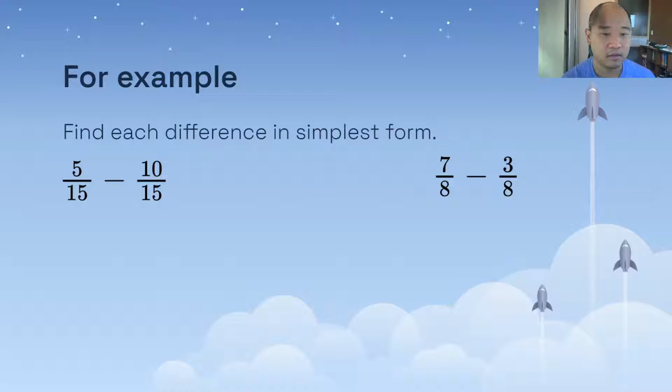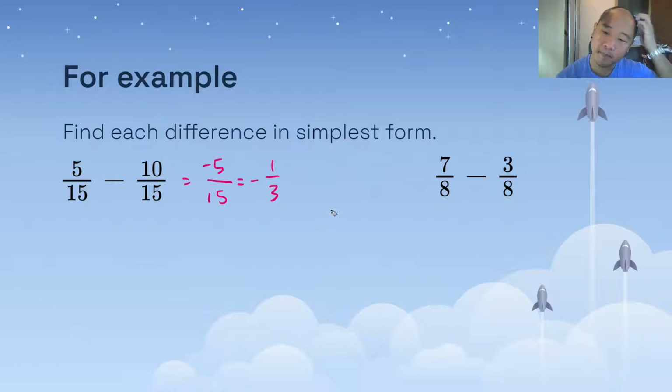Okay, go ahead and do this on your own. Welcome back. Here we go. 5 minus 10 is negative 5 over 15. Reduce this to negative 1 over 3. 7 minus 3 is 4 over 8, which is 1 over 2.